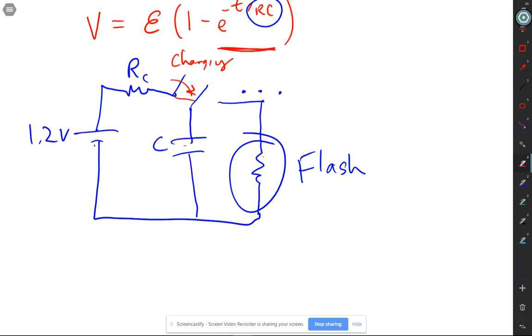Then when you're ready to take a picture, you're going to flip the other switch. And so you have the flash here. And when you do that, it's going to discharge through that resistor. Now we want to store a lot of energy. What's the equation for the energy stored?